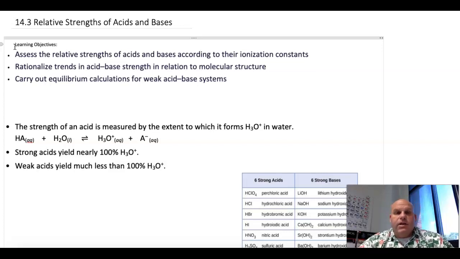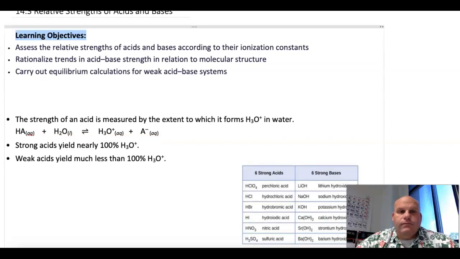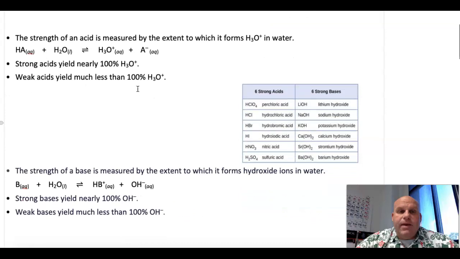Once again, you will see the learning objectives listed here for you. Please pause the video and copy those in your notes. Okay, let's talk a little bit about acid and base strength.